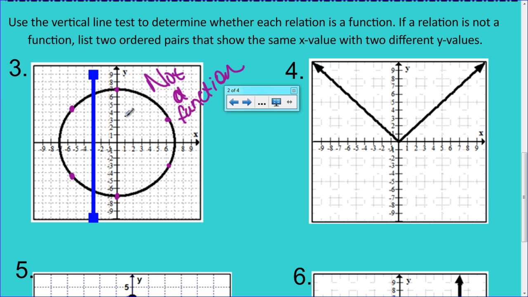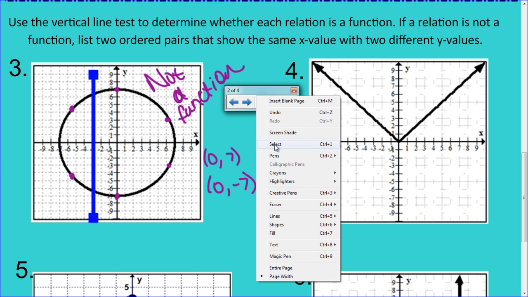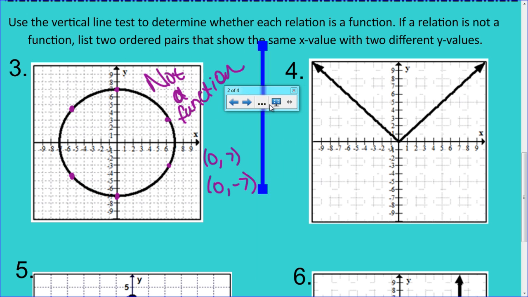So I've got to show the x values repeat. I'm going to use these two that are right here in the middle. This one right here is going to be 0, 7. And this one down here is 0, -7. And so what you should see is that I have x values that repeat. Just like I told you a minute ago, x values cannot repeat if you have a function. It just can't.